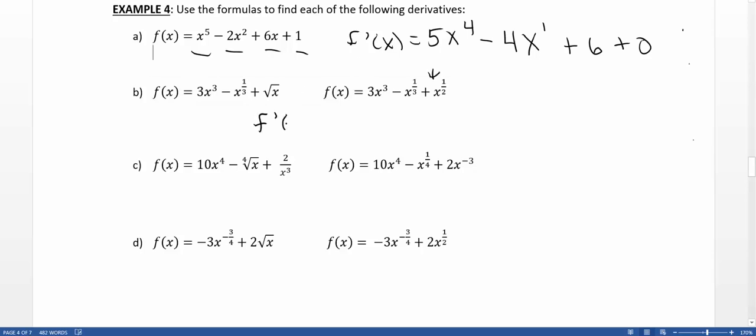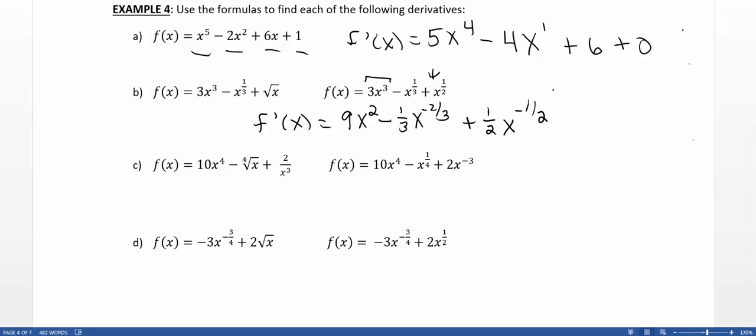So again, now that we have that, we can go term by term. So the derivative of 3x cubed, the 3 comes down to multiply the 3. We get 9x squared minus 1/3 x to the negative 2/3, because again 1/3 minus 1 is negative 2/3, plus 1/2 x to the negative 1/2. So the 1/2 comes down, and half minus 1 gives me negative 1/2.